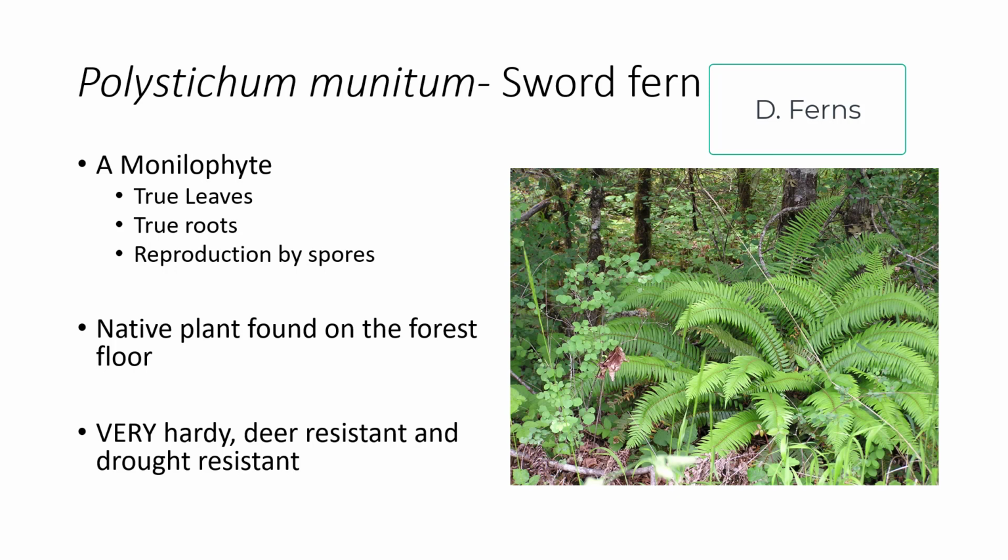And here's an example of a fern. This is Polystichum munitum, the sword fern. They're large leaves, and they can get pretty long, up to well over 1 meter long leaves, which is big for ferns. They have true leaves, they have true roots, and they reproduce by spores. You can find these spores on the underside of the leaves. And this is a good plant to actually put in your garden. They're very hardy, they're deer resistant, they're drought resistant, they're pretty hard to kill, which makes it a great garden plant. I've got some pretty close to where I'm filming this right now.